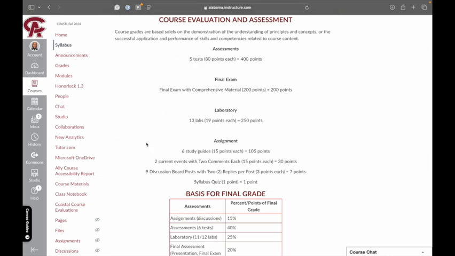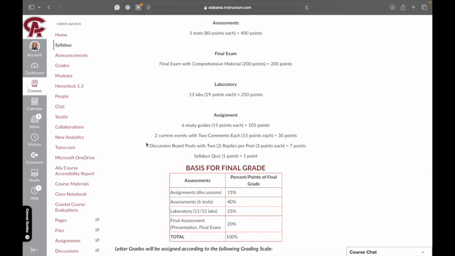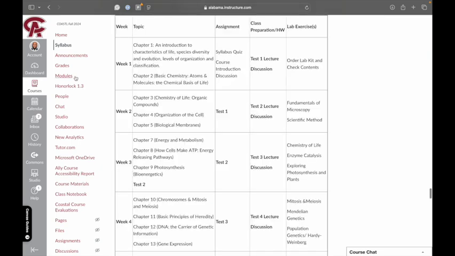The last day to withdraw from this course is the 7th of October. There are 6 tests worth 66.6 points each, and a final exam. We have 12 labs, not 13. There will not be any current events. There will not be any study guides. However, you do have test homework. I'll now go to modules.